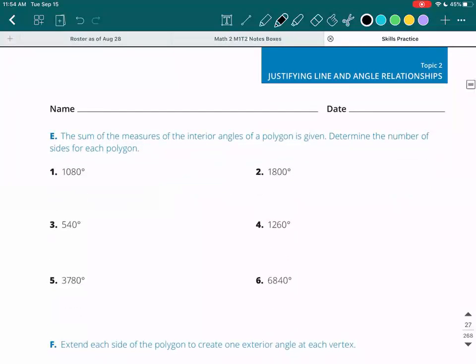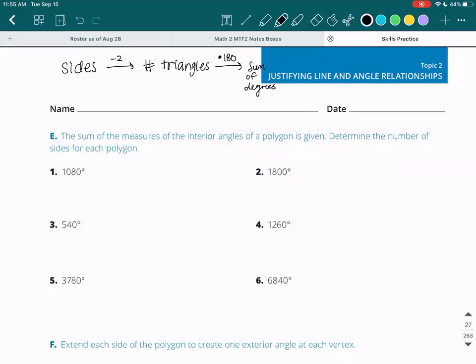Part E says the sum of the measures of the interior angles of a polygon is given. Determine the number of sides for each polygon. Okay, so we have to work backwards now. Before, we had sides, then we said the step was minus 2, and then we get the number of triangles. And then you multiply by 180, and then you get the sum of degrees.